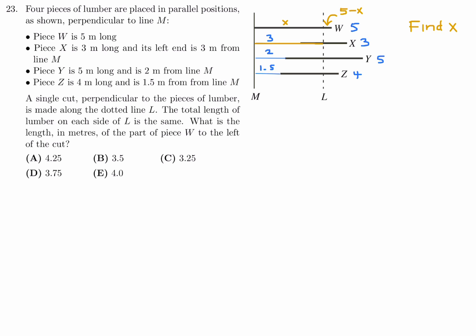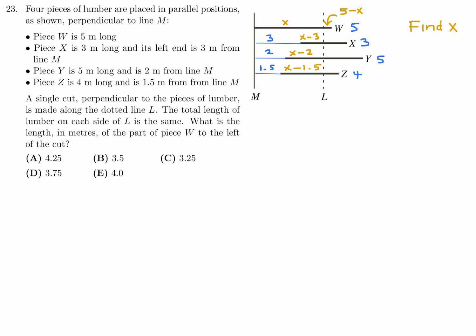So here we go. This whole thing is X, but we know that from here to here is 3. So this part has got to be X minus 3. Okay? Same story. This whole thing is X, but from here to here is 2. So this part has got to be X minus 2. And then from here to here is X. This is 1.5. So from here to here has to be X minus 1.5.